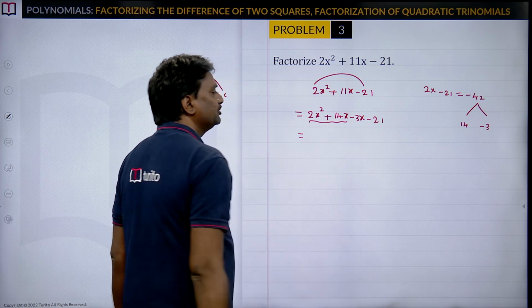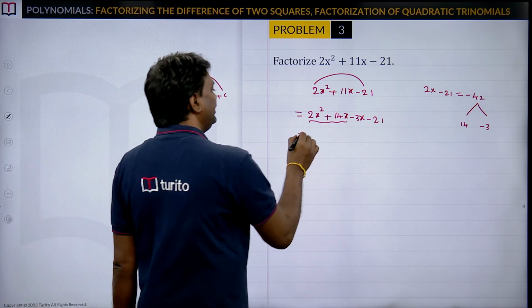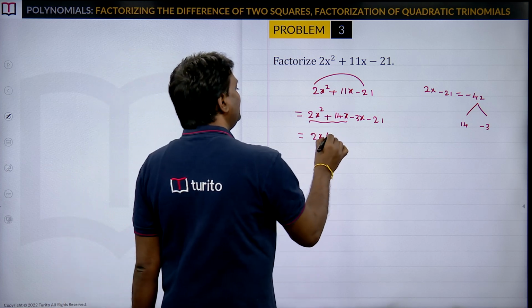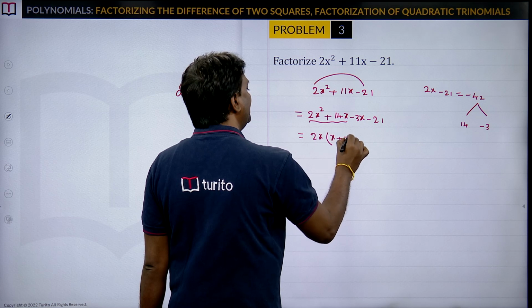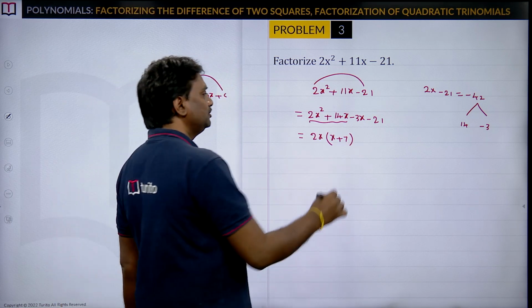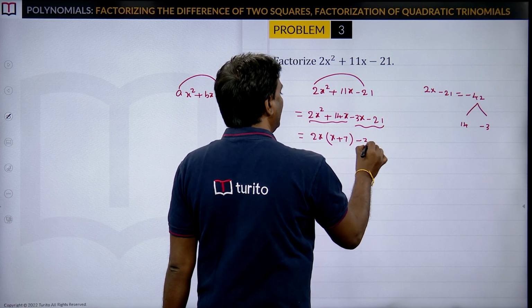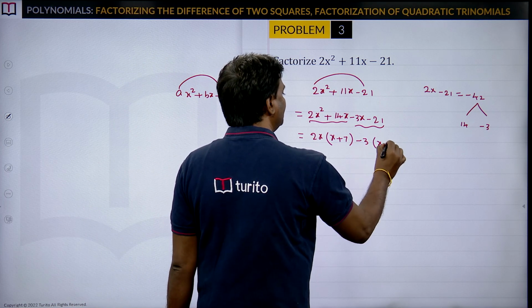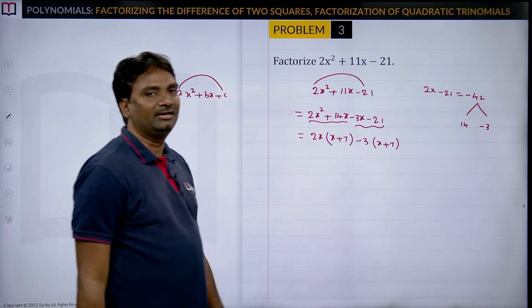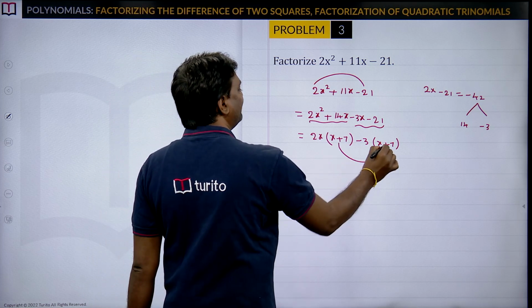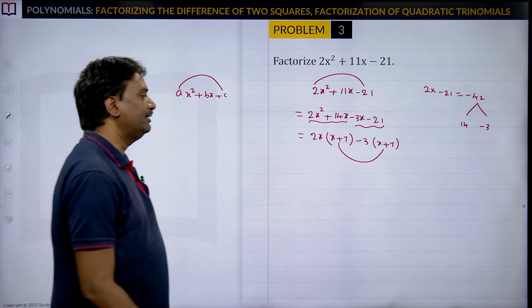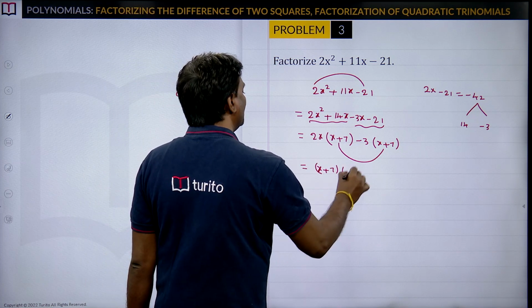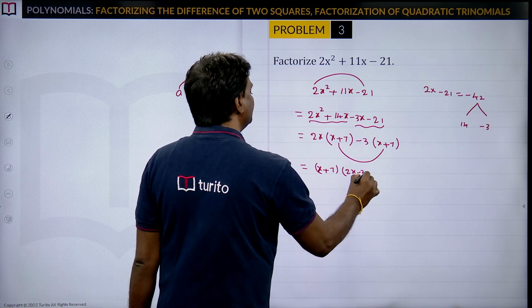From the first two terms, 2x square plus 14x, we can take 2x as common. By taking 2x as common, you will get x plus 7. From the last two terms, minus 3x minus 21, by taking minus 3 as common, you will get minus 3 of x plus 7. So, again we can take x plus 7 as common. By taking x plus 7 as common, you will get x plus 7 into 2x minus 3.